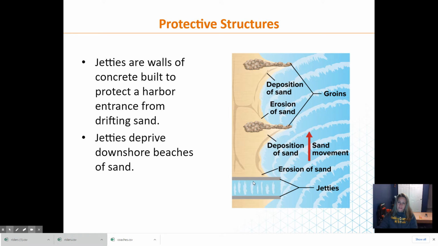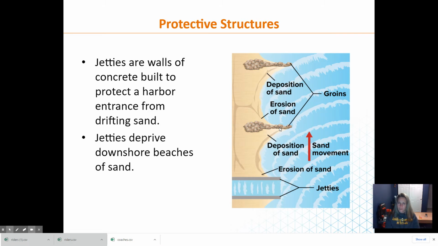A jetty is a cement kind of thing to allow water to leave. So this would be like from a river or something like that, flowing into the ocean. And then these are groins, and they're just outcroppings, kind of like an artificial headland. So it's areas where we've built, usually rocks, like piles of rocks.